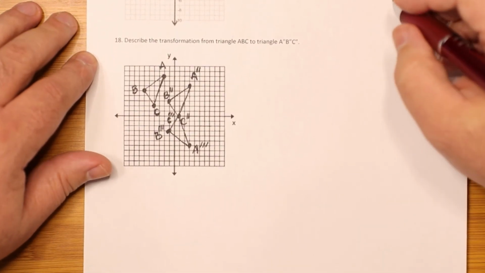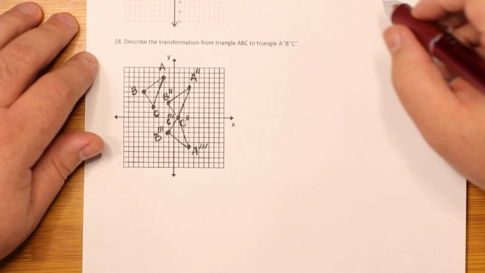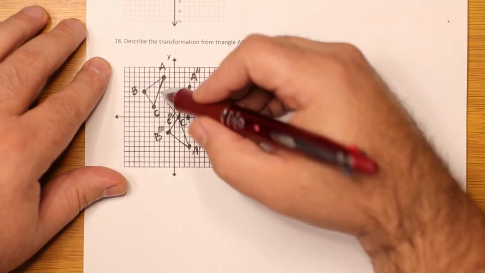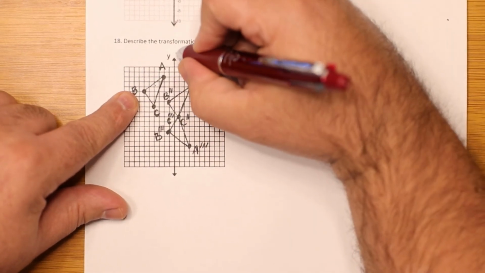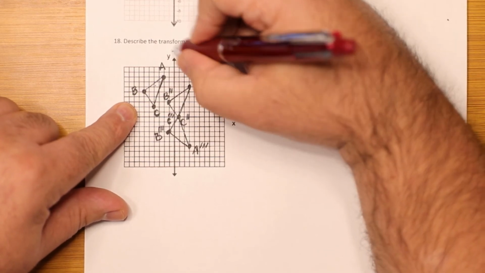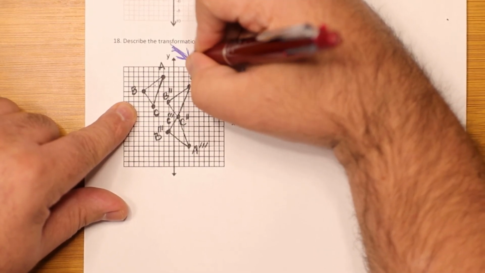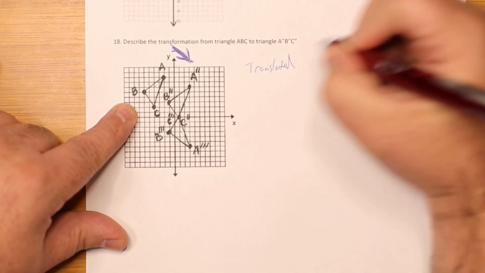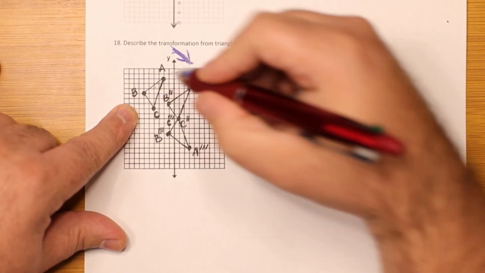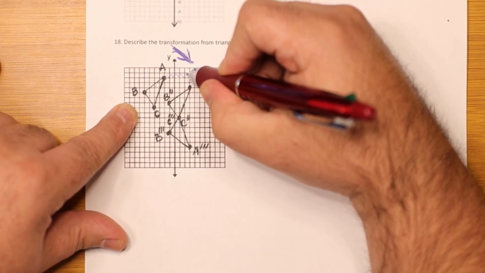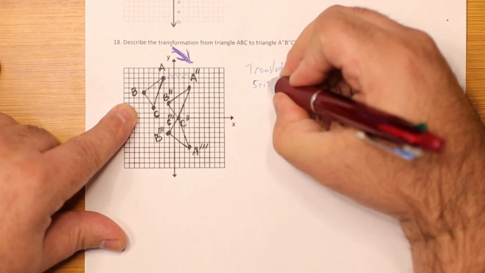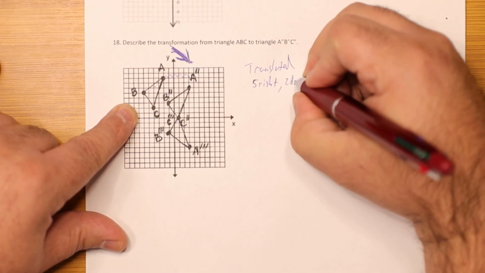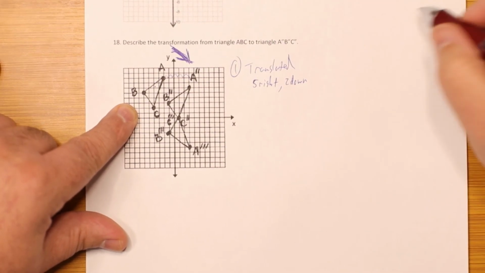Last problem. Describe the transformation from triangle ABC to triangle A prime, B prime, C prime. So if we started here, it's rotating. No, it's sliding. So first it translated. And if you follow one point, it's going 1, 2, 3, 4, 5 to the right and then it's going 2 down. So that's the first thing that happened.